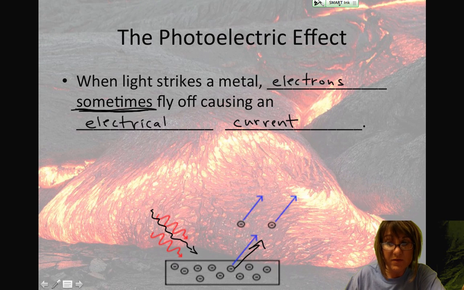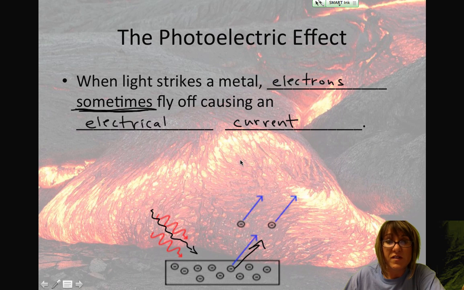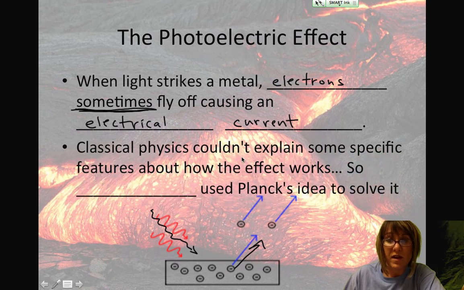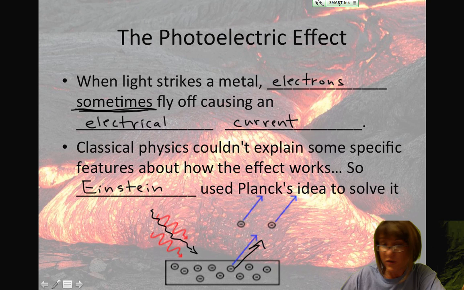For every different type of metal, the amount of energy was a little bit different, but there were certain energies that could get the electrons to move, and some energies that just wouldn't do it. And classical physics could not explain some of these features about how this effect worked. So Einstein is the guy who used Planck's idea about quantum theory, his quantum postulate, to solve the problem.